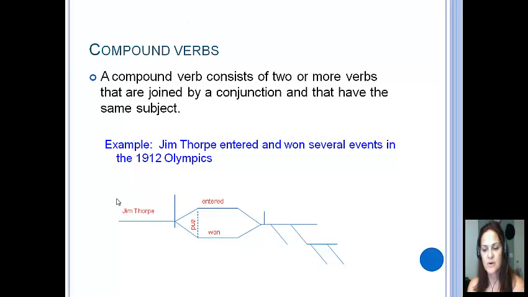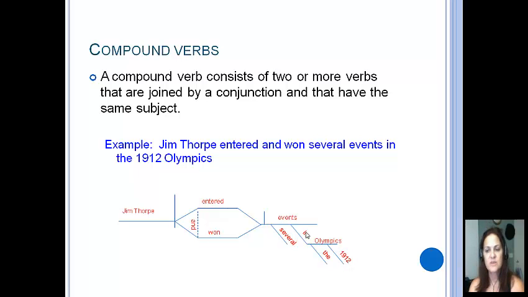Now notice before, when it was a compound subject, our double lines were over here. But now it's compound verbs, so our double lines are in the middle. But that's not all, because then we have some direct objects. So they entered and won what? Entered and won events. Our direct object is events. Then we have the modifiers of events: several, and in the Olympics, and the 1912.